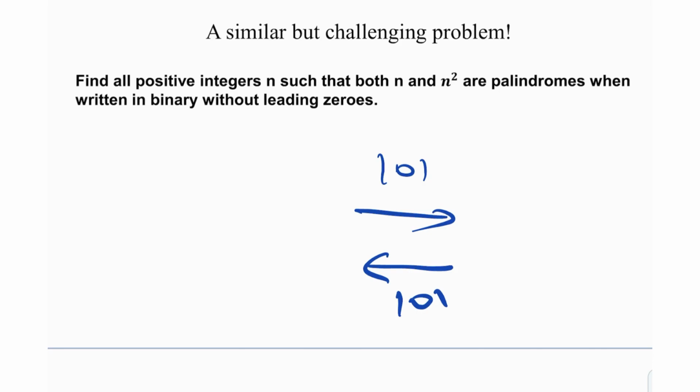So the question asks you to find all positive integers n so that both n and n square are palindromes when written in binary, base 2, without leading zeros. For example, you cannot start with 0 and you cannot follow up with certain zeros. It has to start with 1 basically. So maybe try this out, and if you're able to do it, let me know.